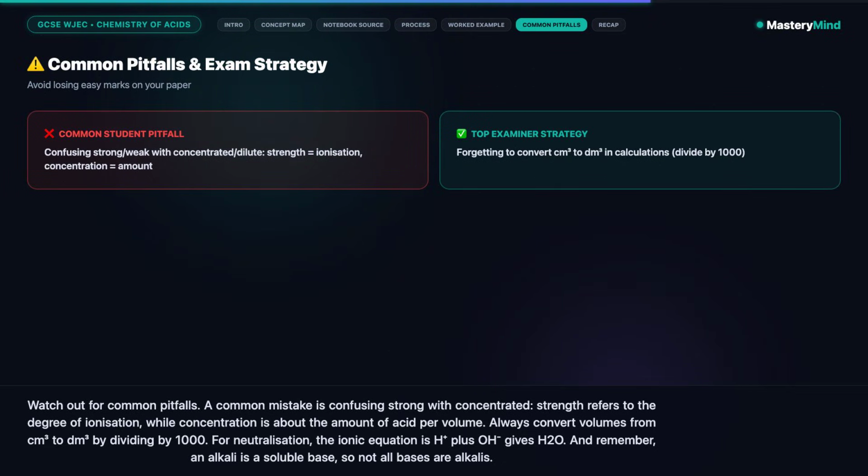Watch out for common pitfalls. A common mistake is confusing strong with concentrated. Strength refers to the degree of ionization, while concentration is about the amount of acid per volume. Always convert volumes from cubic centimeter to dm cubed by dividing by 1000. For neutralization, the ionic equation is H plus plus OH minus gives H2O. And remember, an alkali is a soluble base, so not all bases are alkalis.